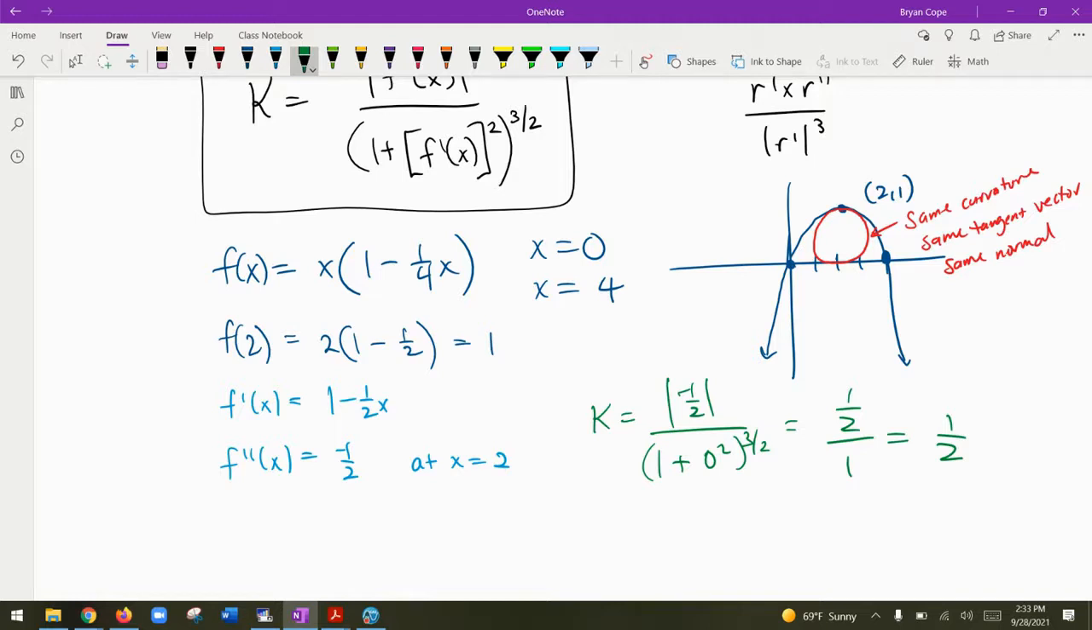This is what's going to be on the test, not like 3D. Something like this would be on the test, not a 3D curve, because that would involve a lot of difficulty. I've never done one like that, finding a circle of curvature there. So if that's the curvature, the radius is 2.